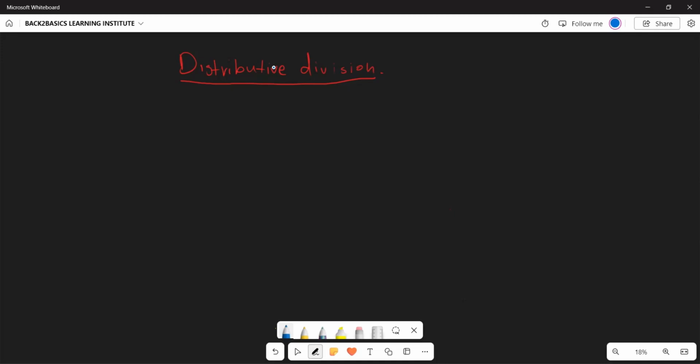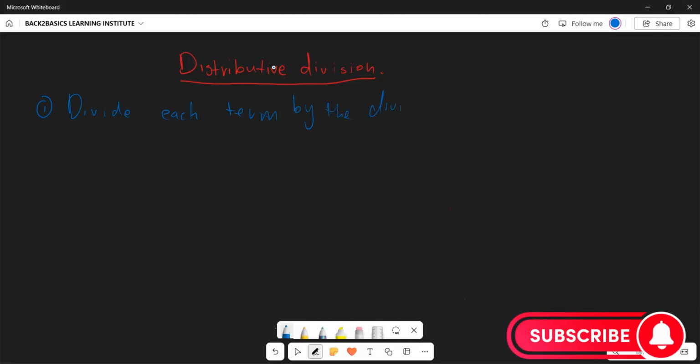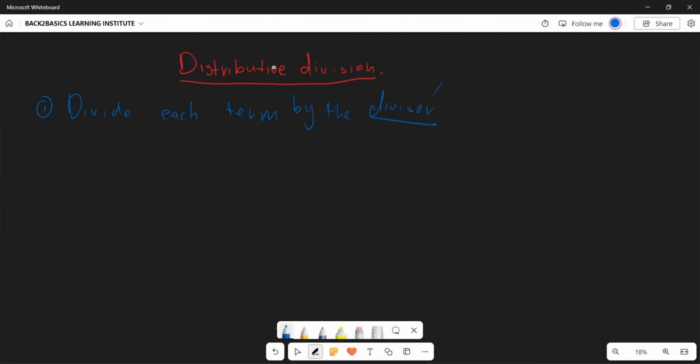Right. So now, what I want us to look at is the distributive division. Firstly, these are some of the steps that you need to follow when doing the distributive division. Firstly, you're going to divide each term in the numerator by the divisor. And what is the divisor? It is the number that you're dividing with. So you're going to divide each term by the divisor, the number that you divide with.